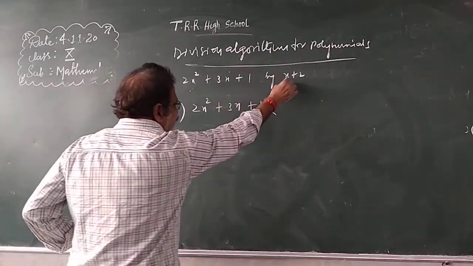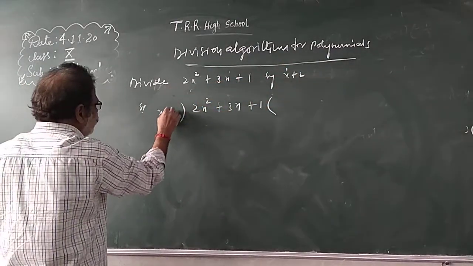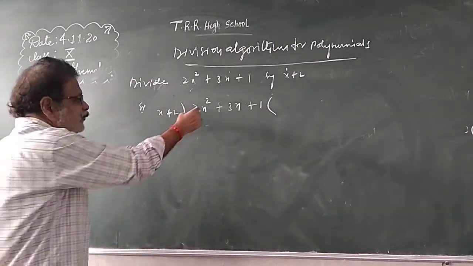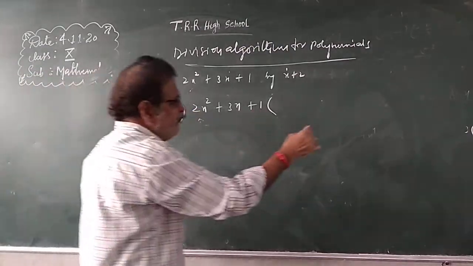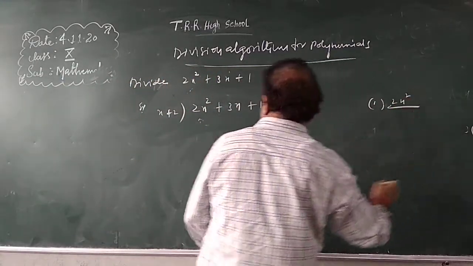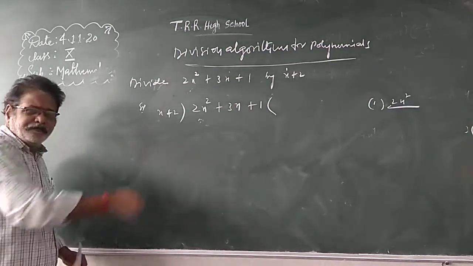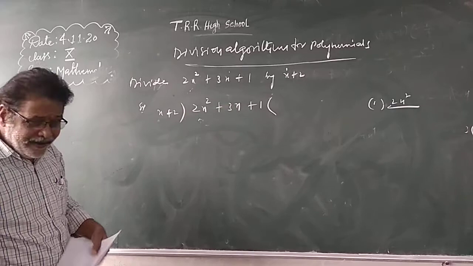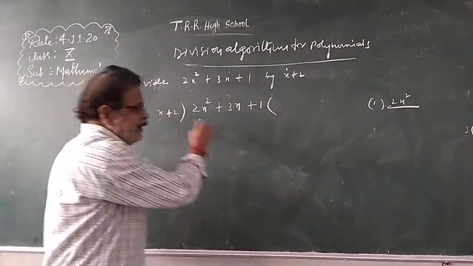Now the divisor. The divisor is also the same: x plus 2. Now what is the first term of the dividend? 2x square. This should be divided by the first term of the divisor, which is x.